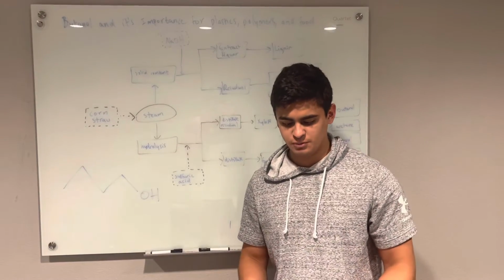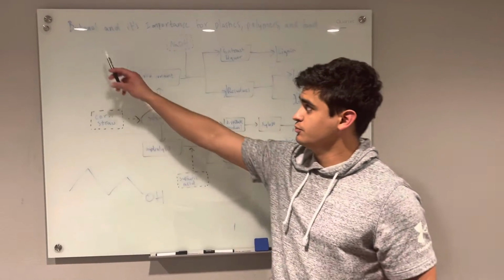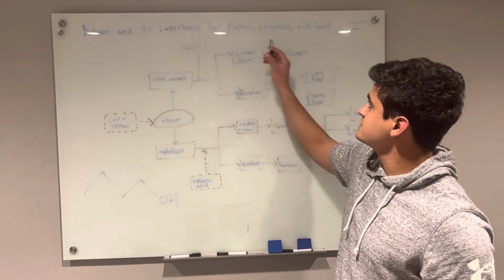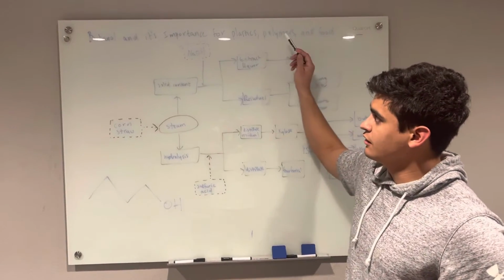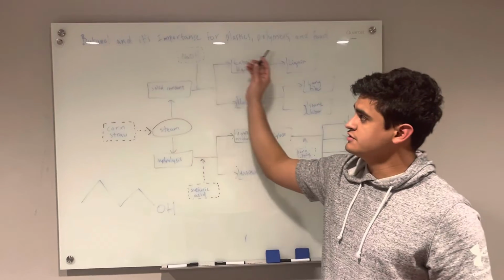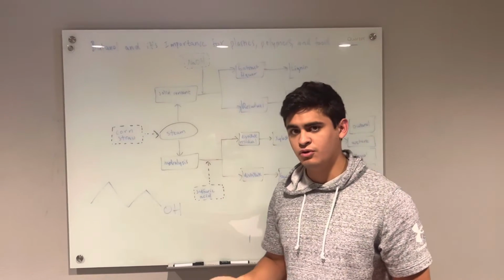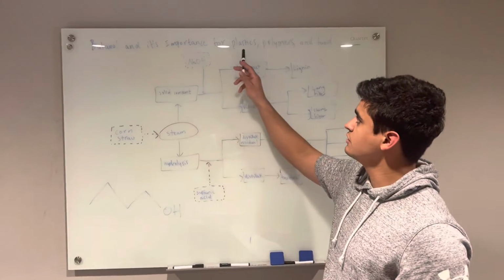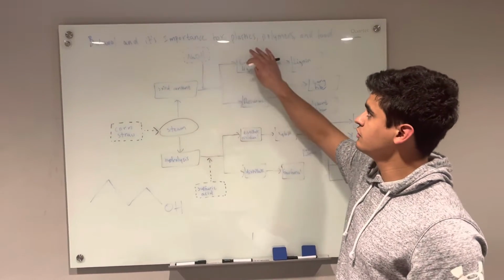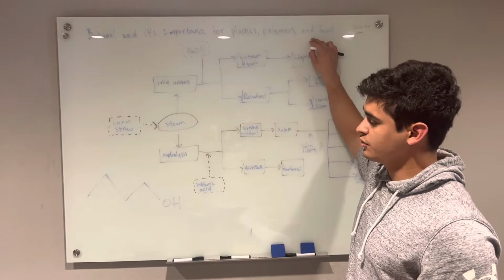So today's project that I'm going to be presenting is on butanol and its importance for plastics, polymers, and food. To learn more about its importance on these three things, you can go to ecolink.com. They did an article in 2019 which expands on how butanol is very important for the production of these three.